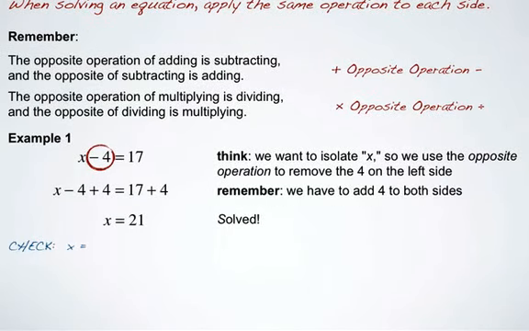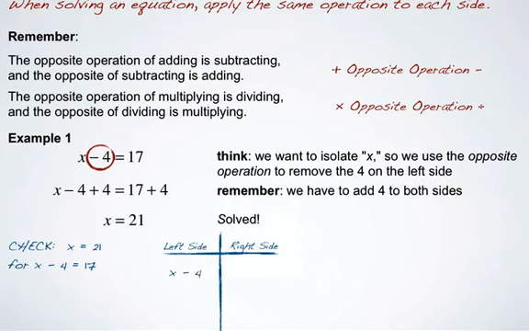To check our answer, we're going to check x equal to 21 for x minus 4 equals 17. We do our left side, right side check. X minus 4, 17. 21 minus 4 is 17. 17 equals 17, so left side equals right side, so x equal to 21 is a solution.